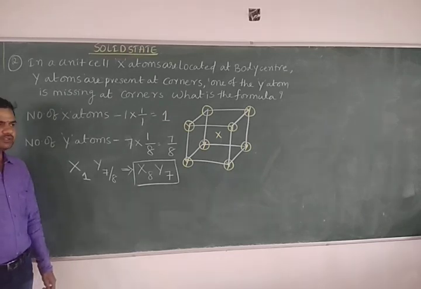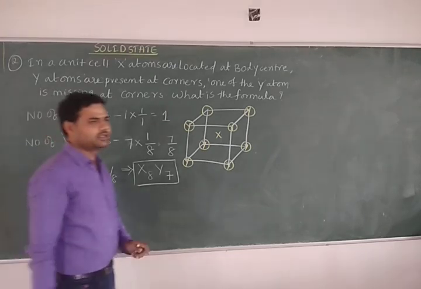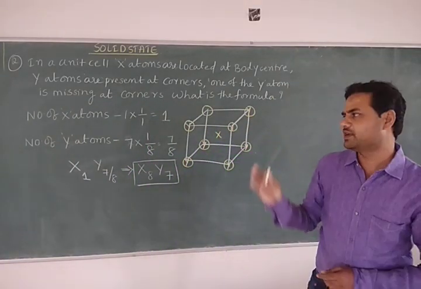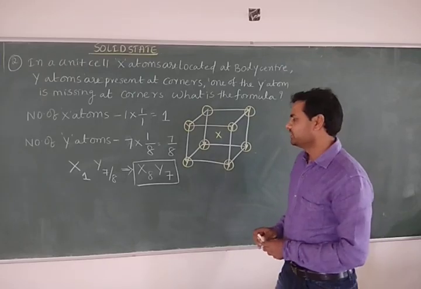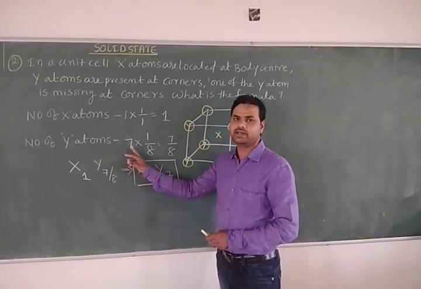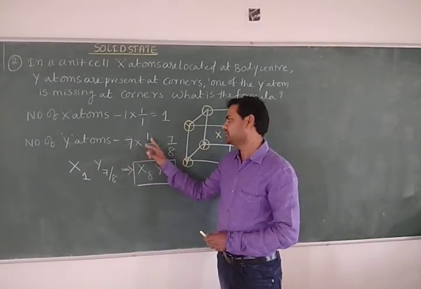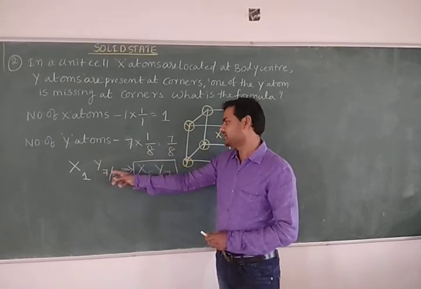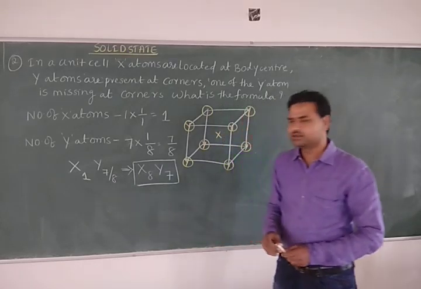Is it clear to you? When there is a missing atom at corners or faces, you have to think carefully. Here, one atom is missing at the corner. Therefore, I am not writing total atoms as 8. We are writing 7 only. Contribution is 1 by 8. 7 into 1 by 8 becomes 7 by 8. So X1 Y7/8. The answer is X8 Y7.